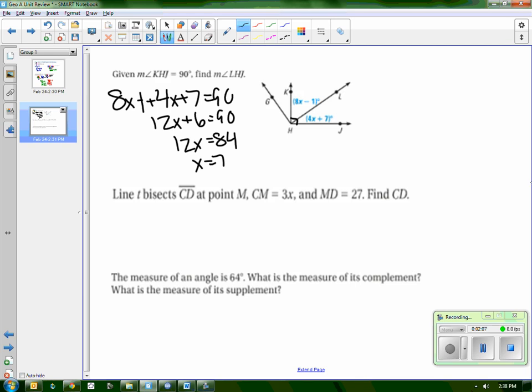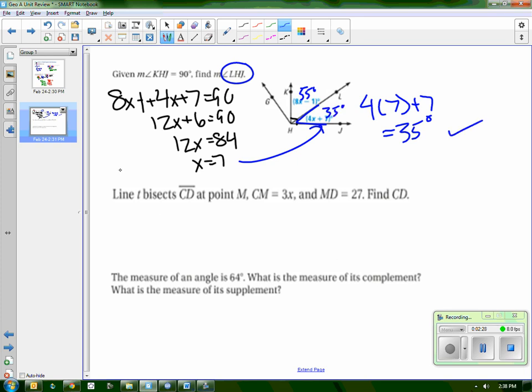X equals 7. Now, is that what I wanted? No, they wanted angle LHJ, so that's this angle right here. I'm going to plug that back in. 4 times 7 plus 7, 28 plus 7 is 35 degrees. If you plug that back in there, what do you get, 55 hopefully? 56 minus 1, 55. Cool, if that's 55, that's 35. You know they add up to 90, so you know you did it right. We checked it.